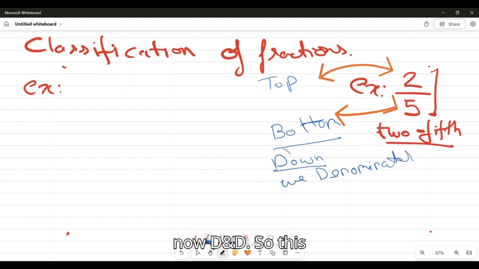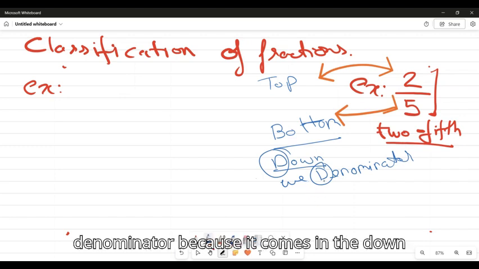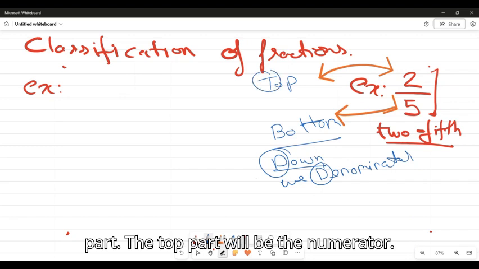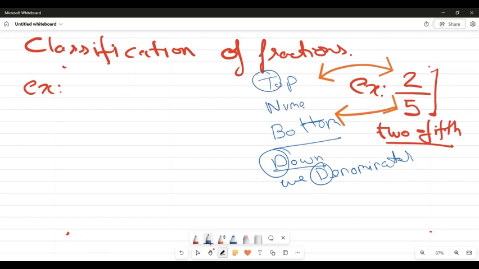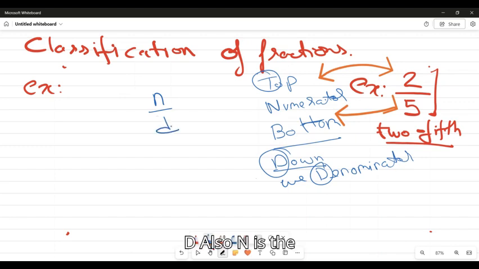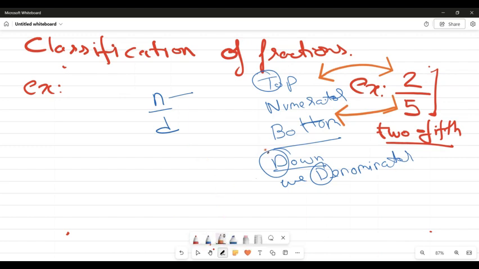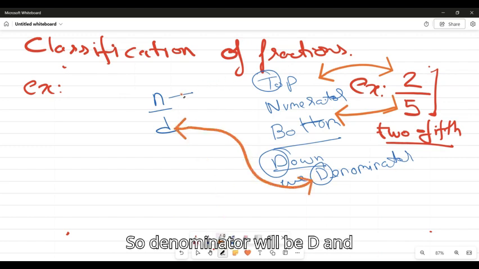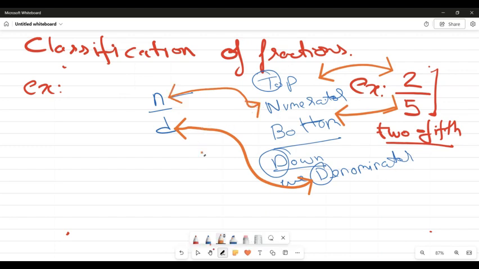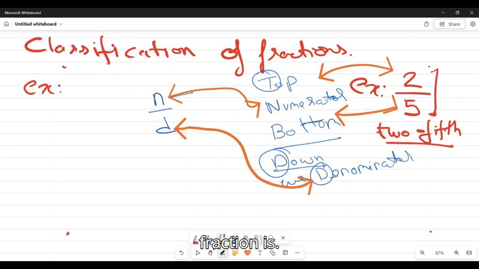D and D. So this is a clever way to remember that it is going to be the denominator, because it comes in the down part. The top part will be the numerator. So the numerator is always on top. We can represent it as n by d also. N is the numerator and d is the denominator. This is the way we will represent a fraction, or we can say we had the breakup of understanding what a fraction is.